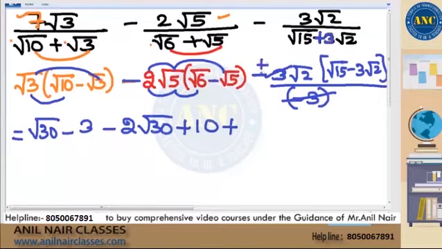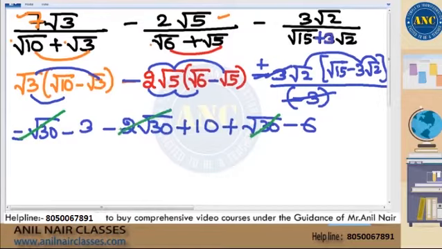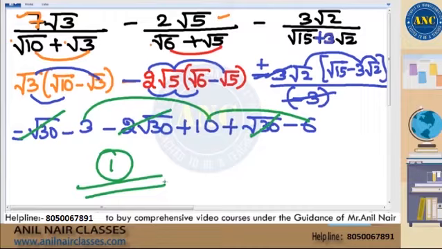So this entire thing will become plus now. Plus root 2 into root 15 is plus root 30, plus root 2 into 3 into 2 is minus 6. What are the things which are left out, sir? The only thing left out is root 30: the 2 root 30 is cancelled with minus 2 root 30. Then 10 minus 6 is 4, and 4 minus 3 is 1. The answer is 1 for this question.